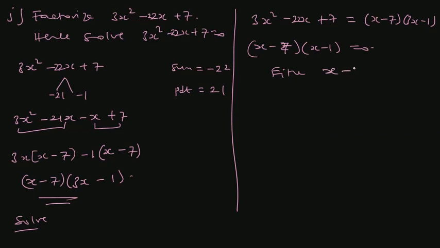So either x minus 7 is equal to 0, giving us x as a 7, or 3x minus 1 is equal to 0, giving us 3x as a 1 and x as 1 over 3. Yes, we are good to go. One more example, and the last one. We have 6x squared minus x minus 1 equals to 0.